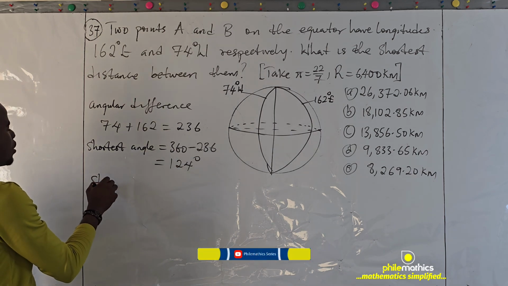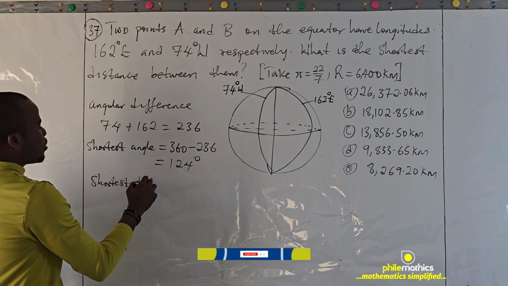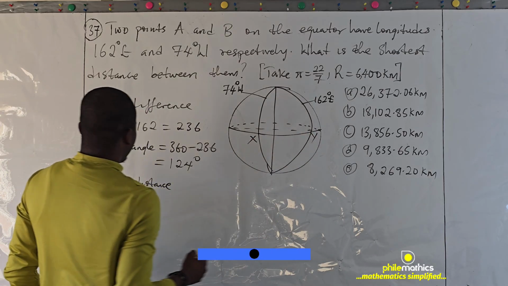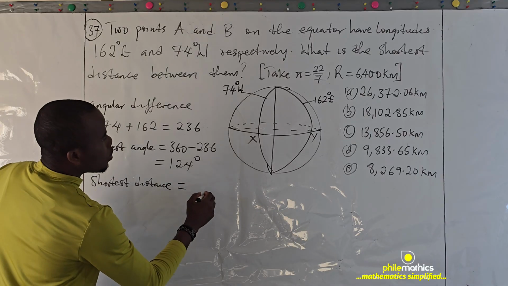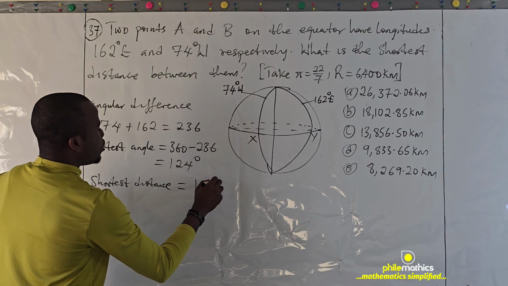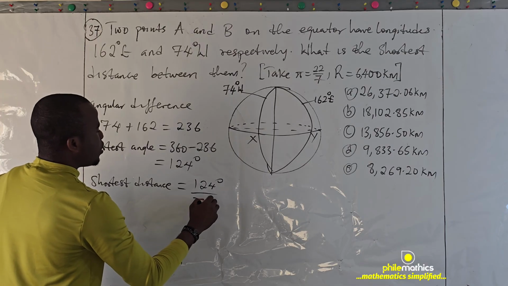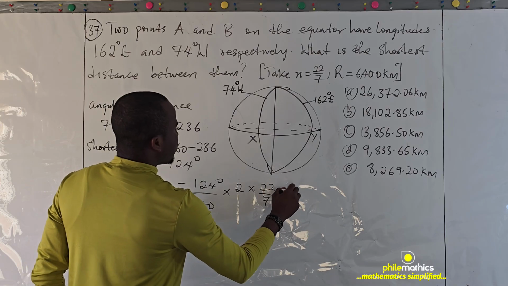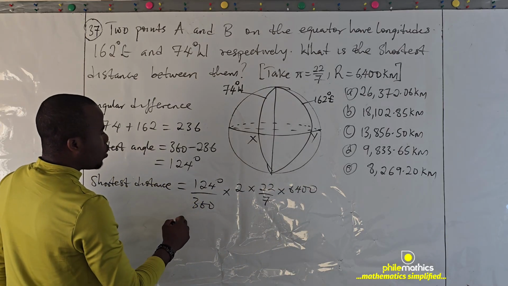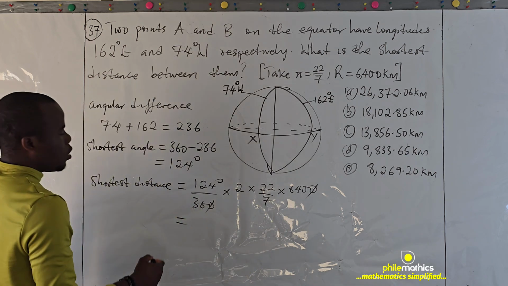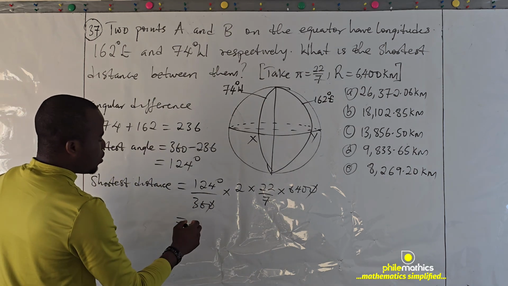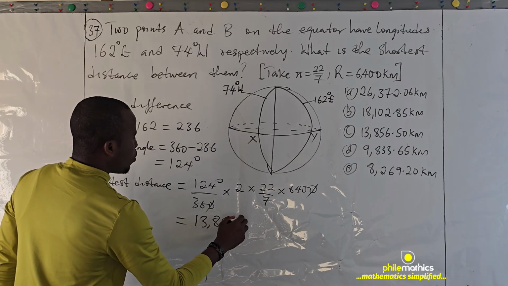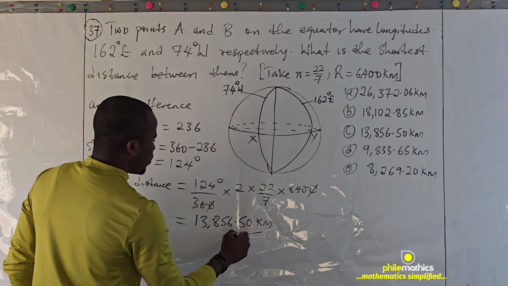And so the shortest distance along, if we call here x, we'll call here y, will be this angle 124 degrees over 360 times 2 pi r, 2 times 22 over 7 times 6,400. And so this cancels this. If we multiply through and divide, we will get 13,856.50 kilometers. That's the answer.